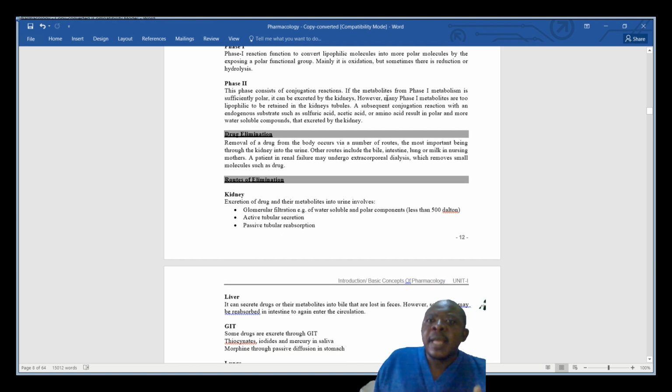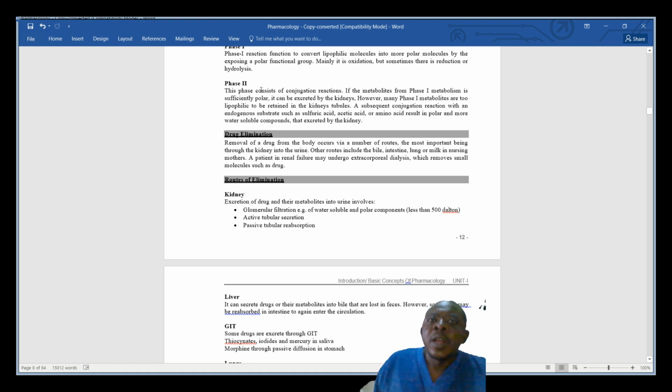If the metabolite from phase 1 metabolism is sufficiently polar, it can be excreted by the kidneys. However, many phase 1 metabolites are too lipophilic to be retained in the kidney tubules. So a subsequent conjugation reaction with an endogenous substrate such as sulfuric acid, acetic acid, or amino acid results in a polar and more water-soluble compound that can be excreted by the kidney. So this is what happens in phase 2.